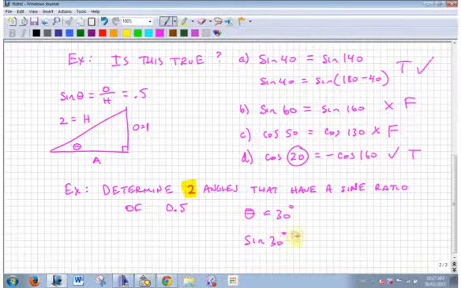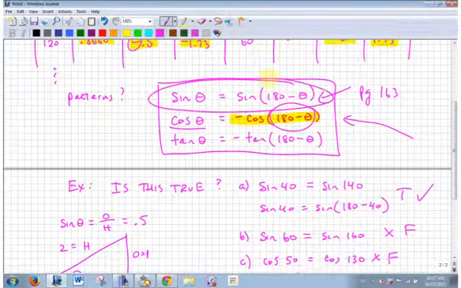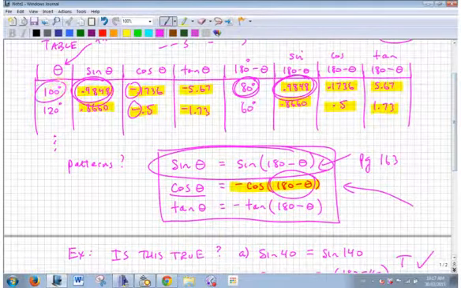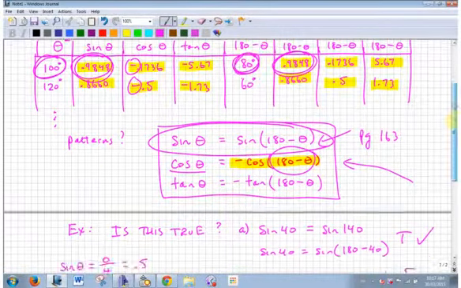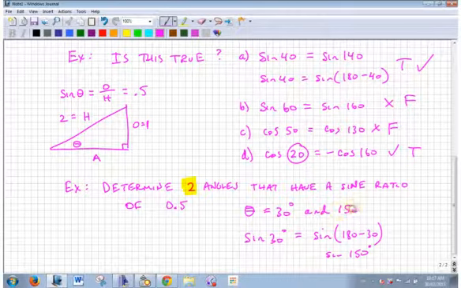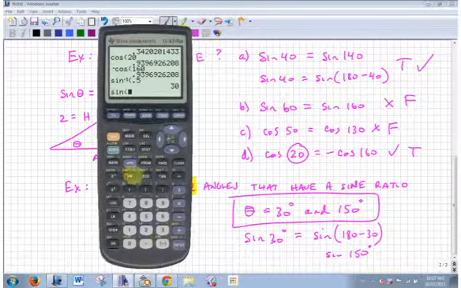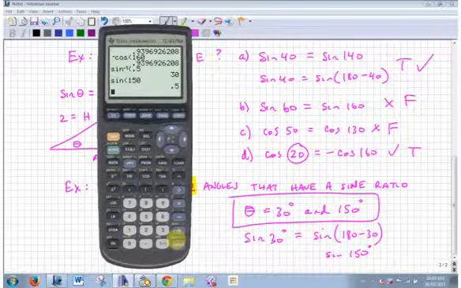Well, sine 30 degrees is the same as sine of what? Right? That's what this thing says. That's going to give you the same ratio. Sine of 100 was the same as the sine of 80. So sine 30 is the same as sine 150. That's the other angle. Those two angles, I mean there's lots, but those are just two. That gives you a sine ratio of 0.5. Bingo, there it is. I can check it.